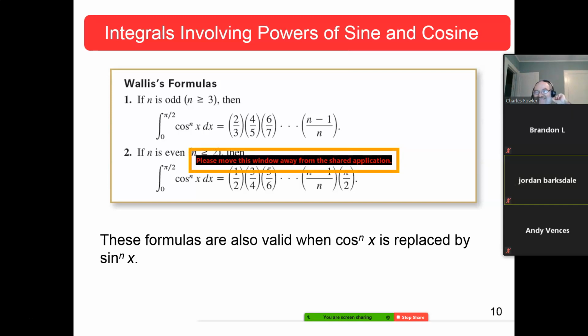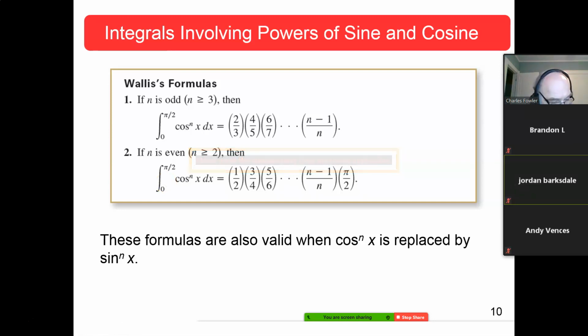Okay, this is pretty incredible that Wallace came up with these formulas before integration was even invented. I don't know how he did it. But anyway, there's Wallace's formula. And, by the way, John Wallace is a potential paper topic.